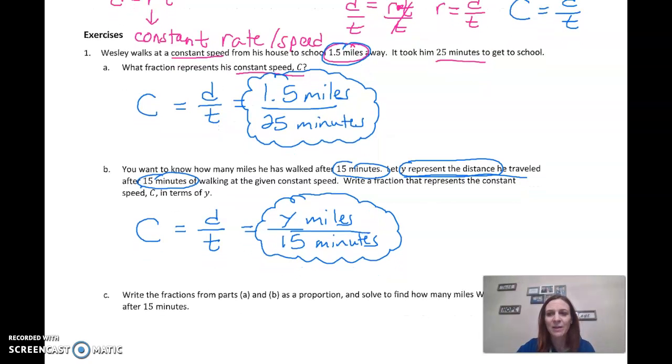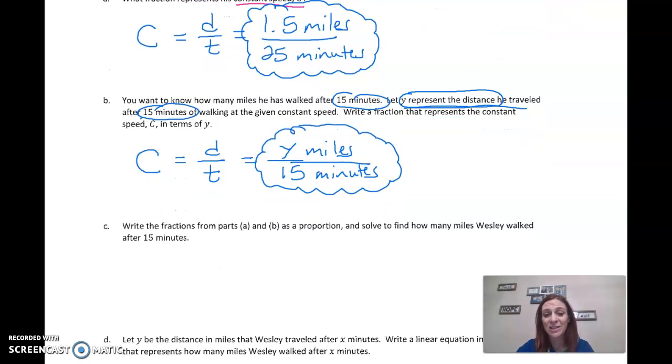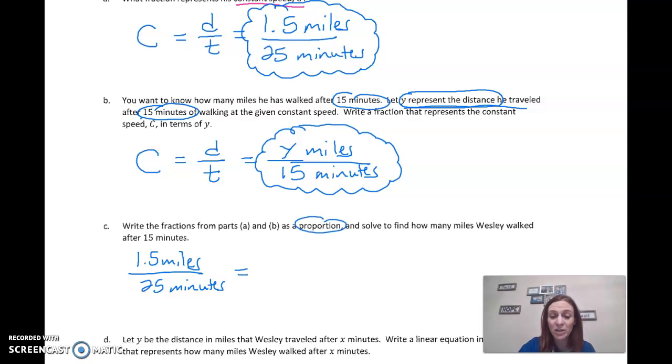just some situations. So now we're going to take these two that we wrote and set it up as a proportion. Remember, a proportion just sets two ratios equal to each other. So we literally just set these equal to each other. 1.5 miles. I'm going to write the miles here. I'm going to move it over so I have room. 1.5 miles over 25 minutes. And the reason I'm writing the miles and minutes is because I want you to know when we set up a proportion, two ratios equal to each other, we got to line things up. So the miles have to stay across the miles. So that was part A. Here's part B. Y miles over 15 minutes.